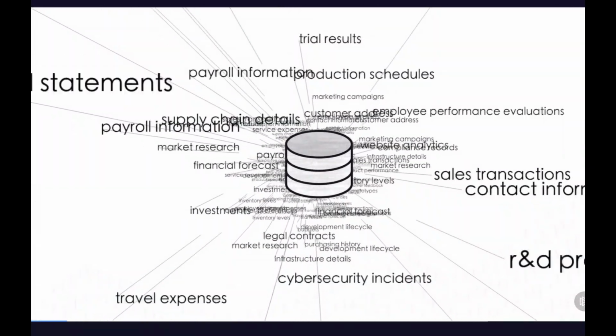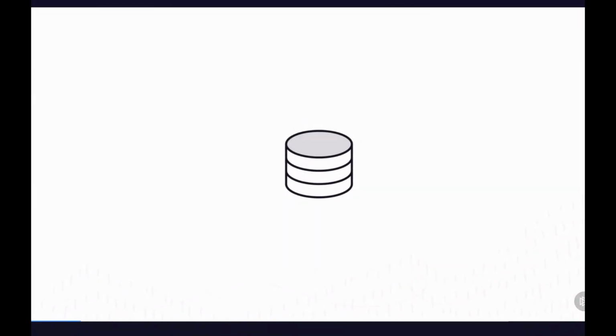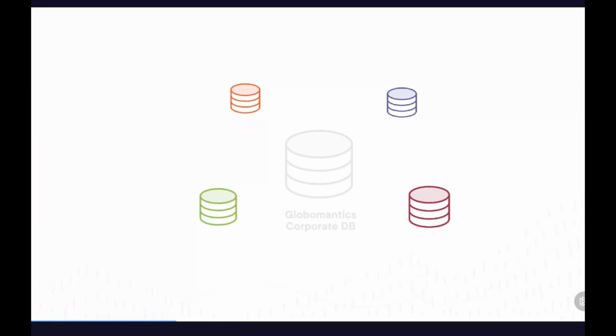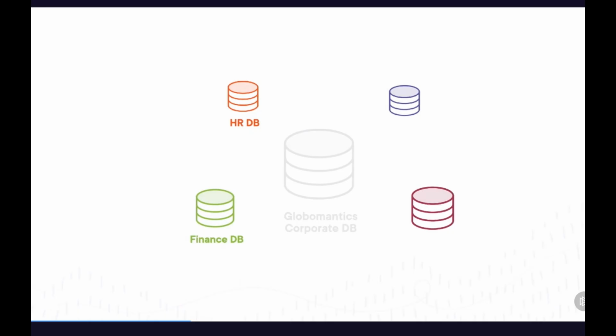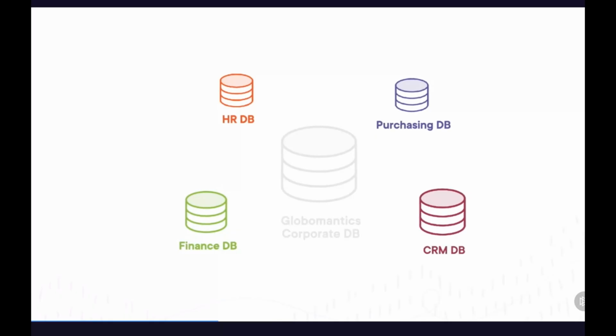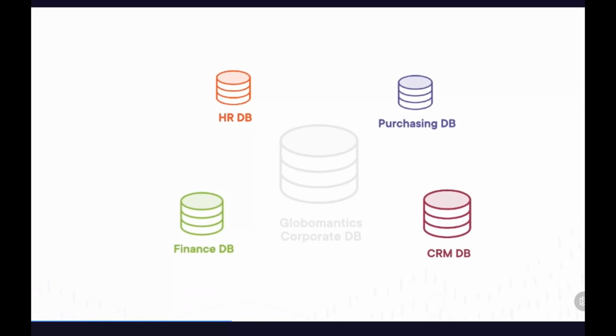A few organizations try to have one database to rule them all, a single corporate database that contains every piece of company-wide data. But in practice, it is much more common that you'll find multiple databases in one organization. And those databases can exist for very different reasons. Sometimes the database is created to support a single business unit or a single department, like having a human resources database or a finance database. But other times it's organized more around a business task, like purchasing or customer relationship management, and it spans multiple departments.